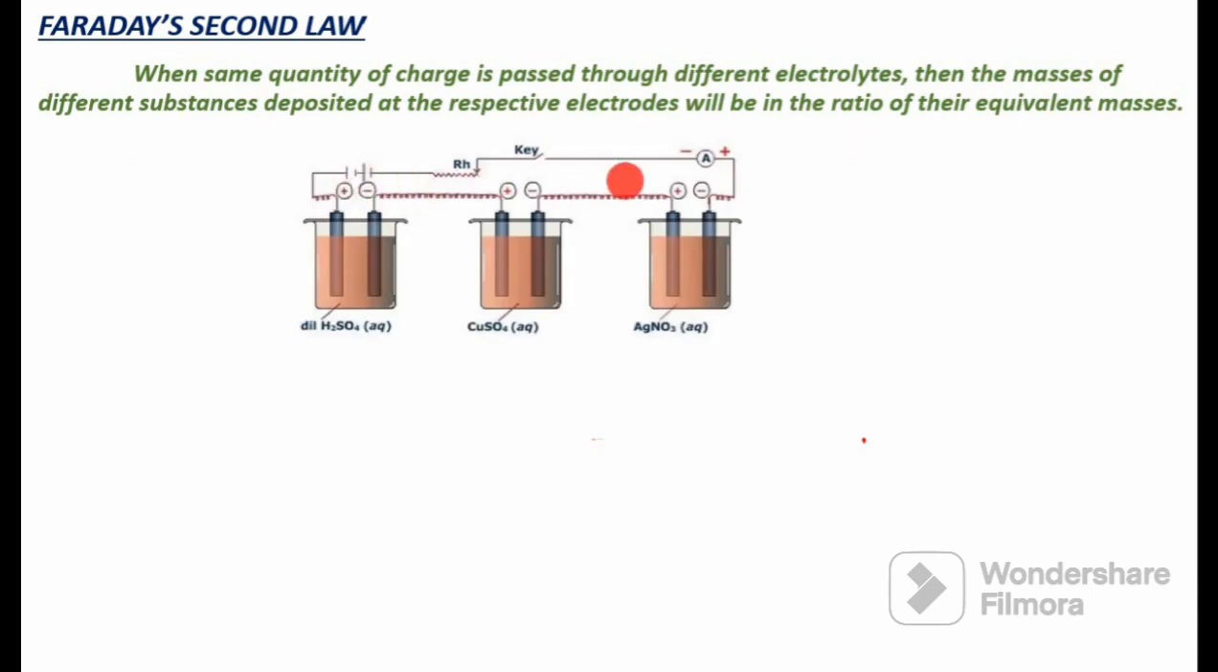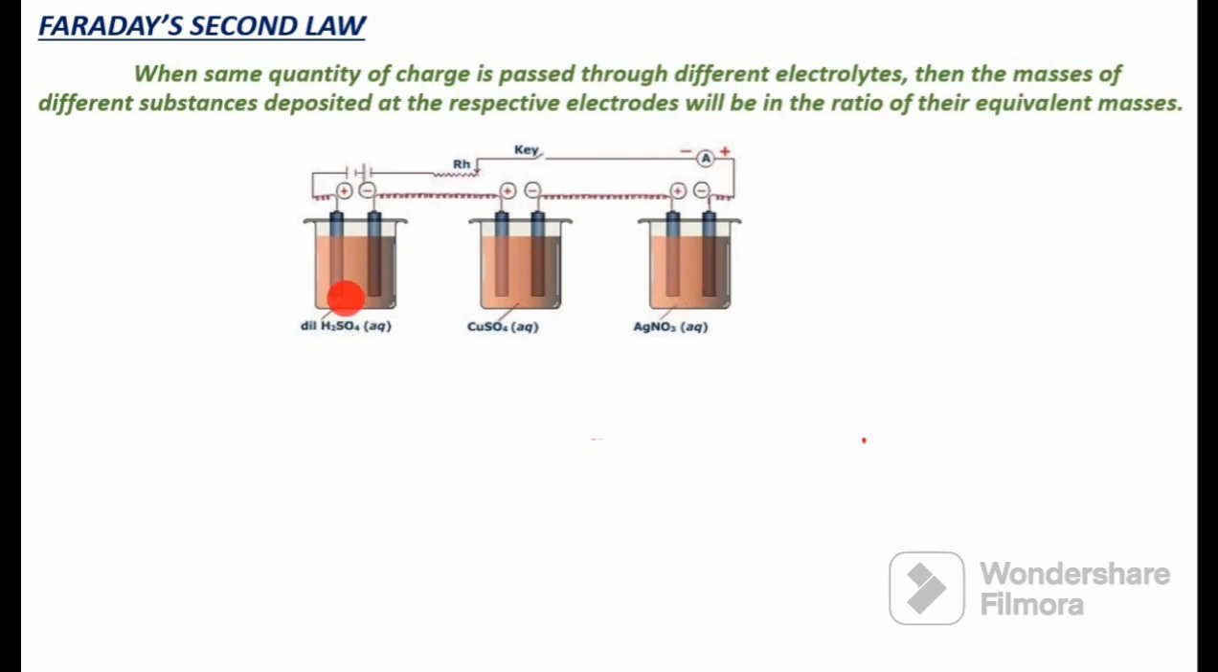See here, when the same quantity of electricity is passed through different electrolytes, 3 different electrolytes were taken: dilute sulfuric acid, copper sulfate solution, silver nitrate solution. Okay, so 3 different electrolytes are taken and an equal amount of electricity, or equal amount of charge, is passed through all 3 of these different electrolytes.